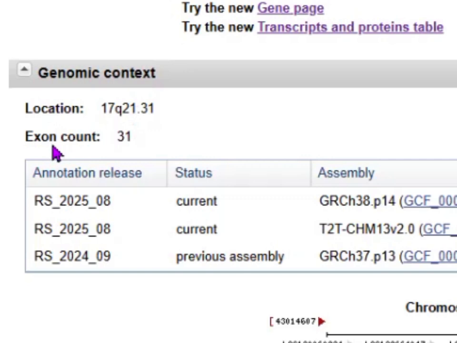Next is gene structure. How many exons does it have? Exons are total 31. Exons are regions that remain in the mature messenger RNA after processing during RNA splicing. So if exons are 31, then introns will be 30. So this will provide you the information about gene structure. Introns are non-coding regions that will be removed during RNA splicing.